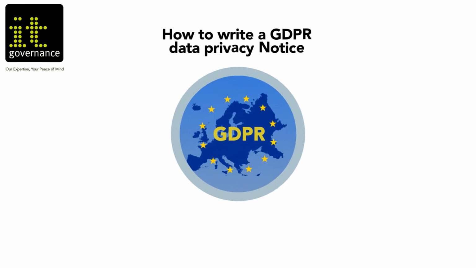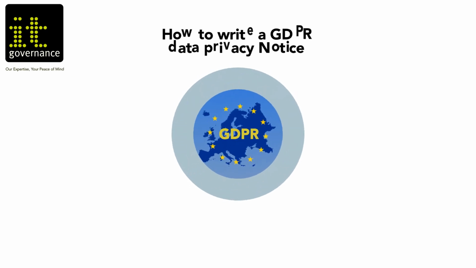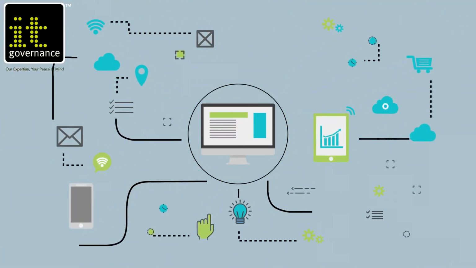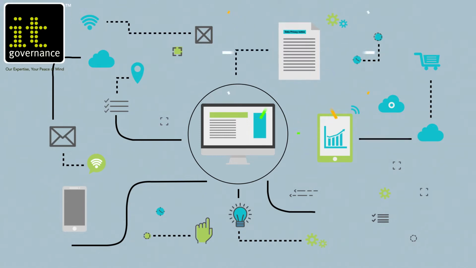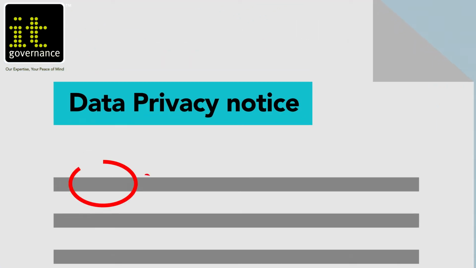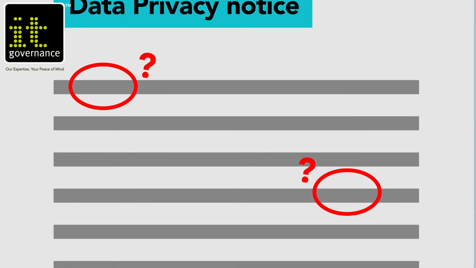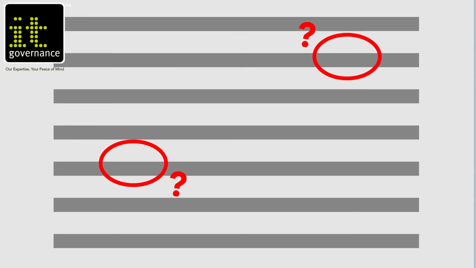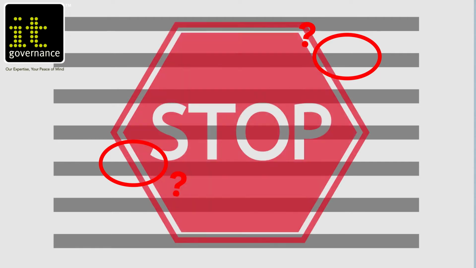How to write a GDPR data privacy notice. If your organization processes personal data, you need a privacy notice. This should provide important information for data subjects to help them assert greater control over how their data is used. That way, if there's something they aren't happy with, they can query it via a data subject access request and ask for the processing activity to be suspended.